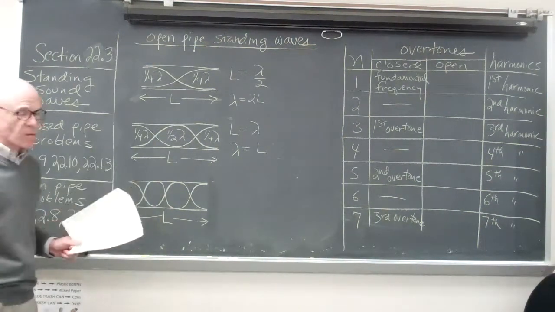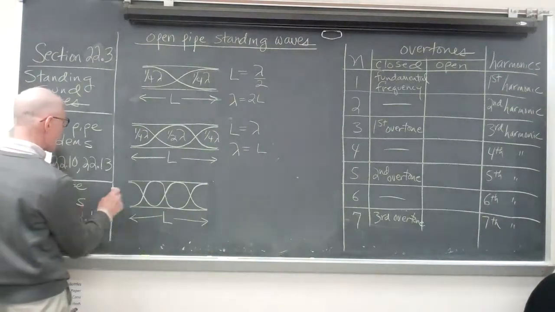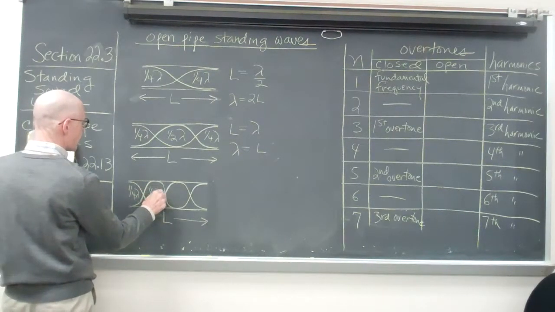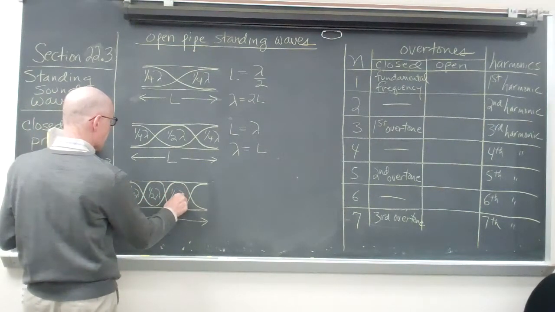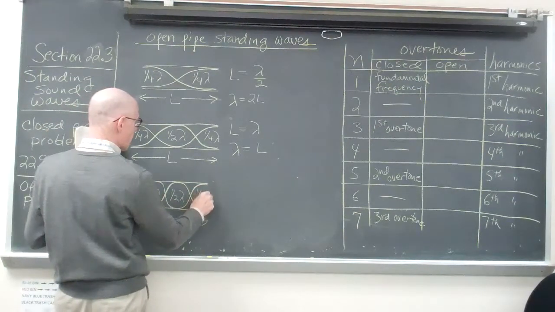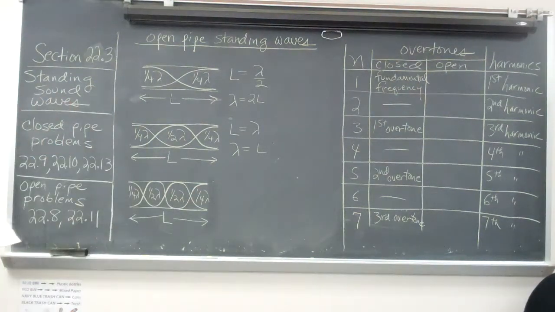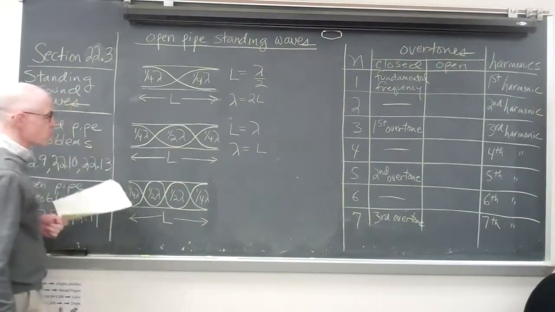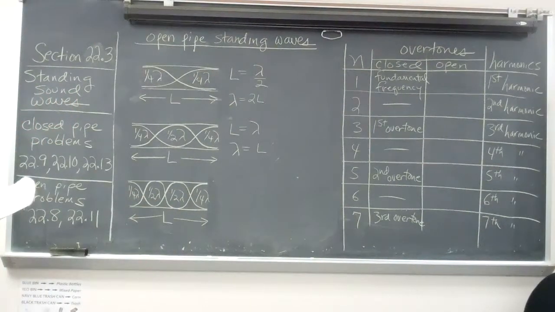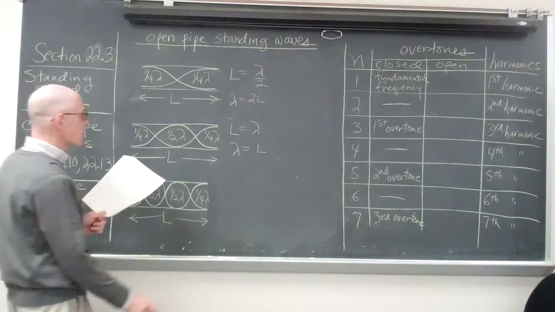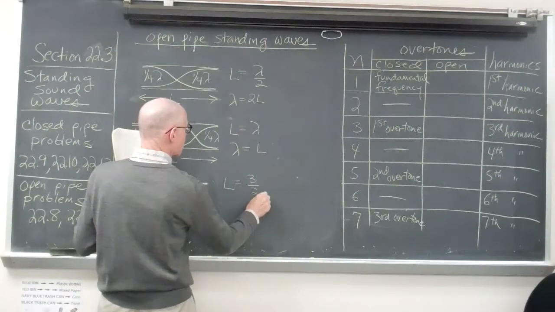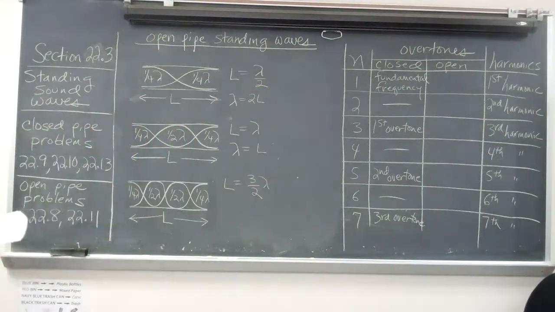The next possible standing wave in an open pipe would look like this. So you have a quarter of a wavelength, a half of a wavelength, half of a wavelength, and another quarter of a wavelength. So if you add that up, you have 3/4 and 3/4. So you have 1.5 wavelengths. Now we'll express that as a fraction. So the length of the pipe is equal to 3/2 of a wavelength.